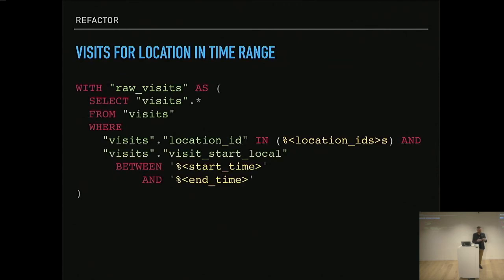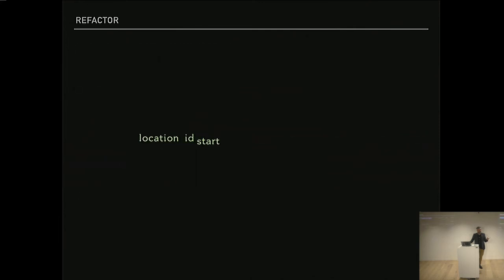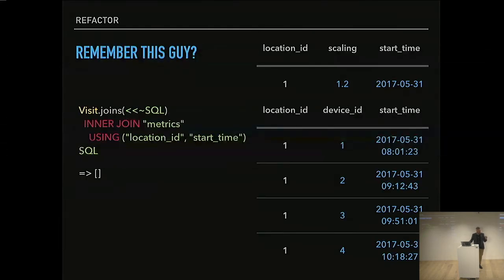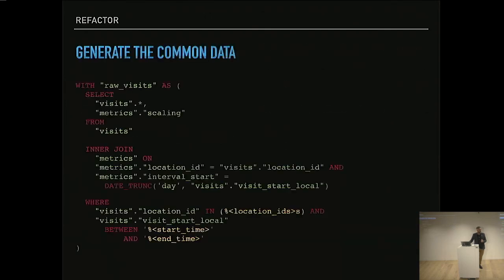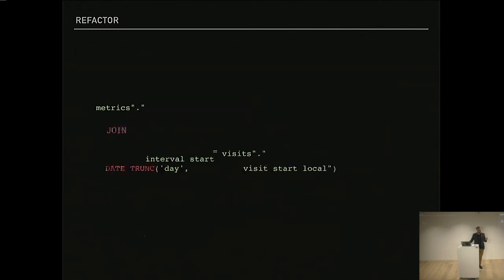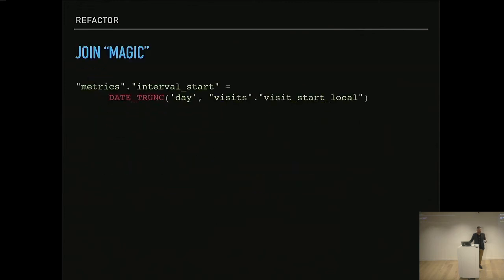We're basically taking that visits for location in a time range. It's a pretty straightforward SQL query there. But if you remember this guy that we were speaking about earlier, we still have that problem that we can't easily match in the metrics. Now, this is actually not that big of a problem to deal with, and it can be dealt with like this. And the magic here is quite specifically this date truncate.